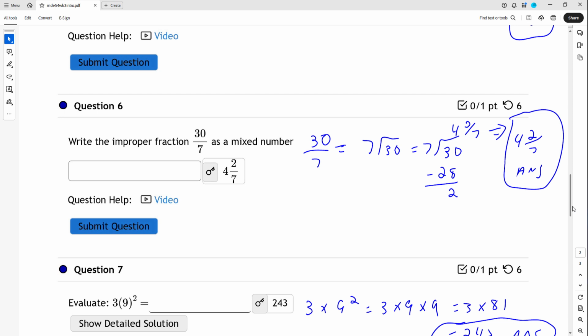Write the improper fraction 30 over 7 as a mixed number. In this case, you're just dividing out. 7 goes into 30 not 1 time, not 2 times, not 3, but it goes into it 4 times. 4 times 7 is 28. And we subtract, 30 minus 28 is 2. So my final answer is 4 and 2/7.